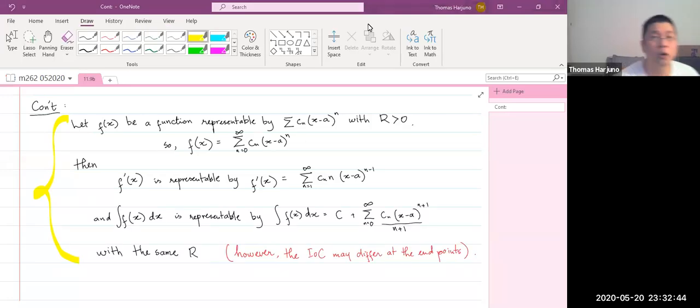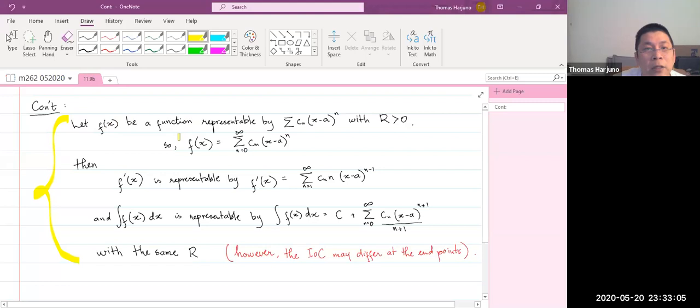Continue from our 10.9 last time. We will continue with the second part of this section, which, as I remember, was separated in the previous edition of this textbook. Now, basically, it says the following. Suppose our f(x) is representable by a power series.